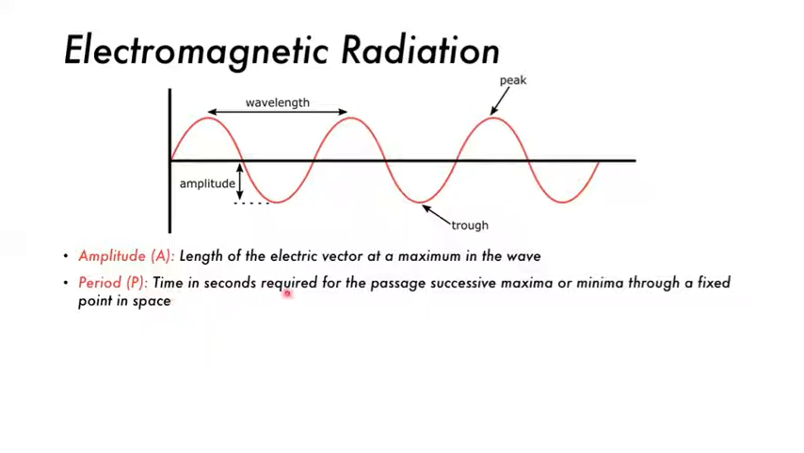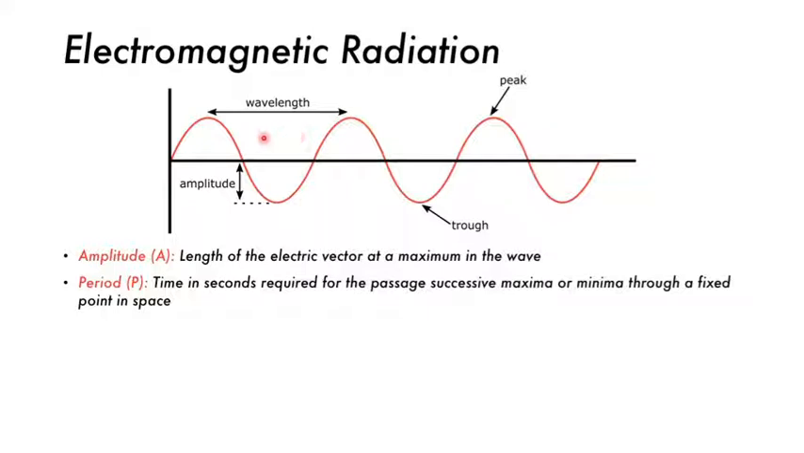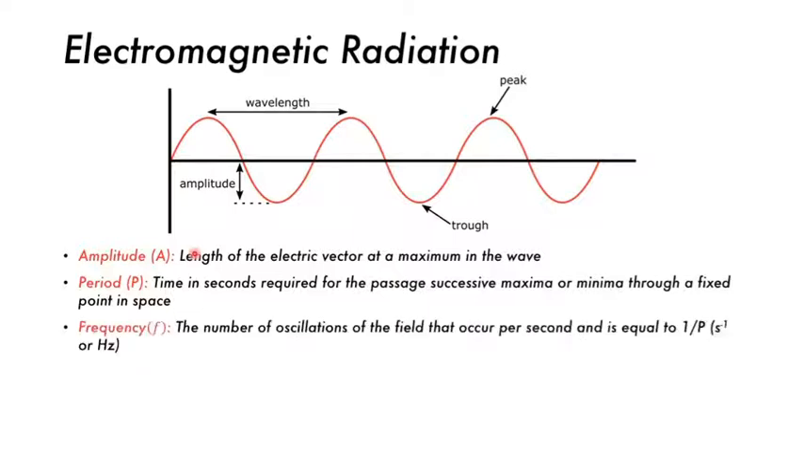Period then is the time in seconds required for the passage of successive maxima or minima through a fixed point in space. So what does that mean? It means going from this peak to this peak. How long does that take? If we stop it here, how long does it take before this part passes through this one? If the wave is traveling in this direction towards the vertical line, then how long does it take for this point to get to this point, which would be one complete wave? So we wait here until this point gets here, and that's our period.